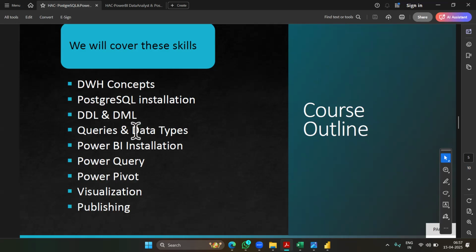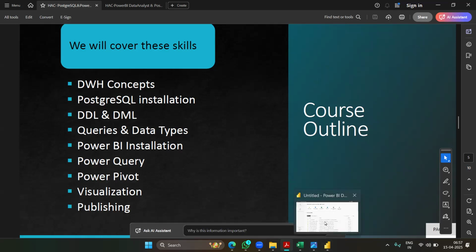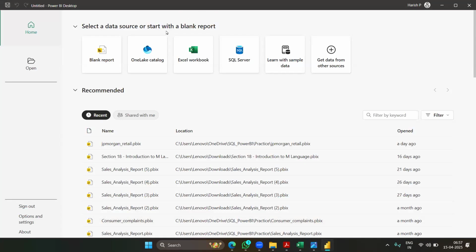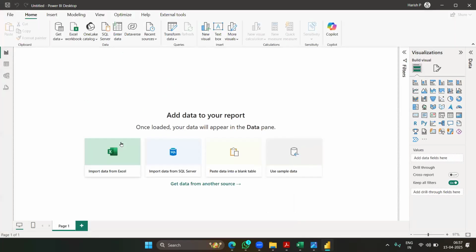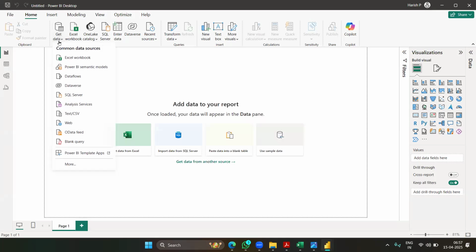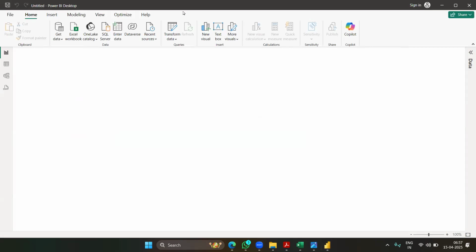Followed by, we are going to learn more about data types. This is one of the important things to understand how data structures are created. Okay. And followed by Power BI installation, Power Query, Power Pivot, visualization, and publishing, right? So these are all the things. Mainly we are going to see Power BI Desktop, right? We are going to learn or see different source systems, how to connect and pull the data from different systems.